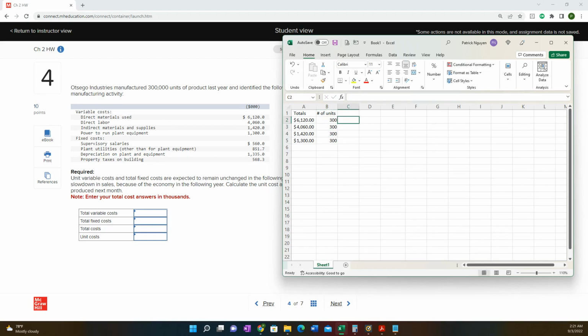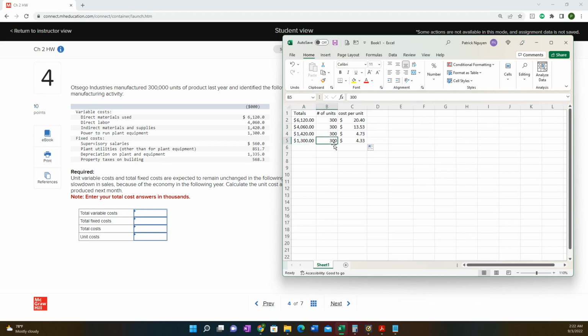So that would be equal sign 6120 divided by 300 equals $20.40. And then I'm going to highlight this and drag and drop. So Excel does most of my math for me. So if I have a total expense of 1,300 based on 300 units, that means that it's $4.33 per unit.